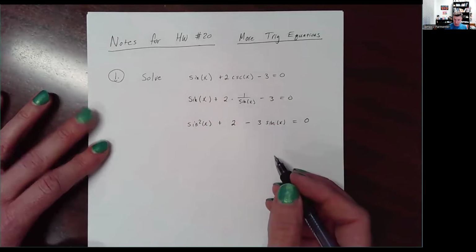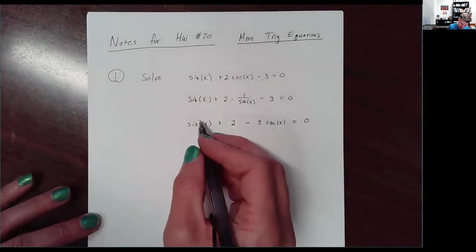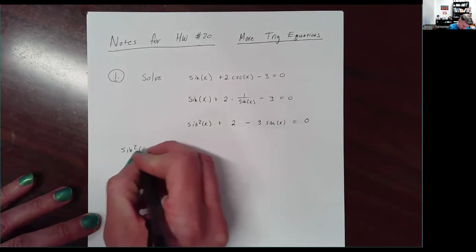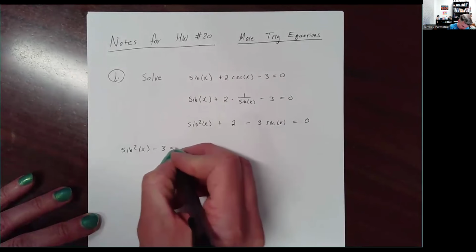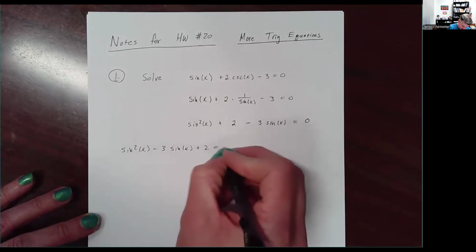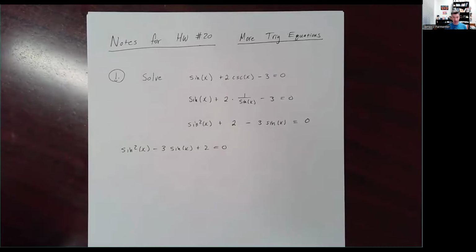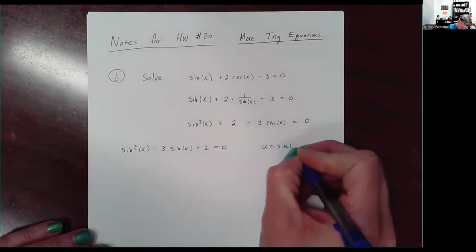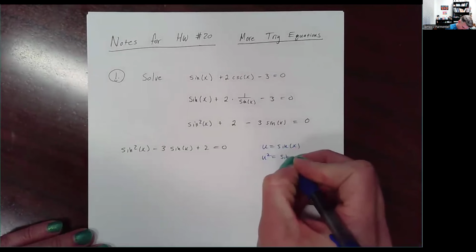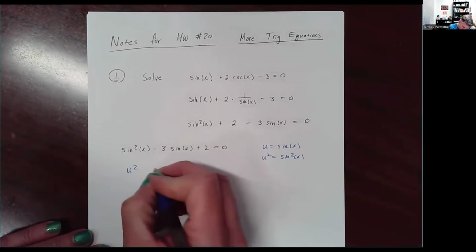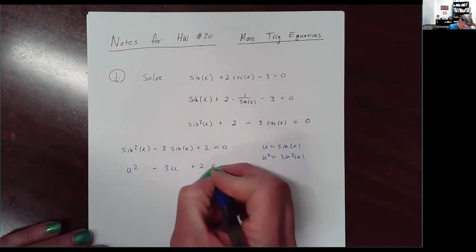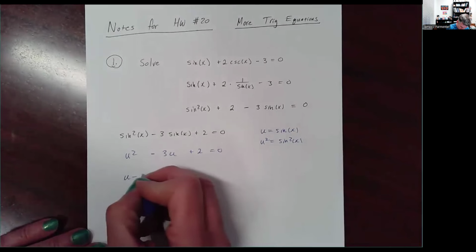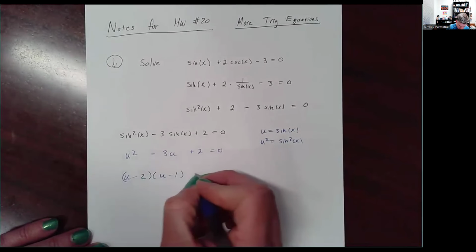And then I would rewrite this in more typical format, meaning I would write it with the highest power of sine first, then the next sine, then the 2. So I'd write it as sine squared x minus 3 times sine of x plus 2 equal to 0. You don't have to, but I like to do the u substitution. So I would say u equals sine of x, u squared equals sine squared of x. Rewrite this as u squared minus 3u plus 2 equals 0. Hopefully it factors. If it doesn't, use the quadratic. It does factor as u minus 2 times u minus 1 equals 0.